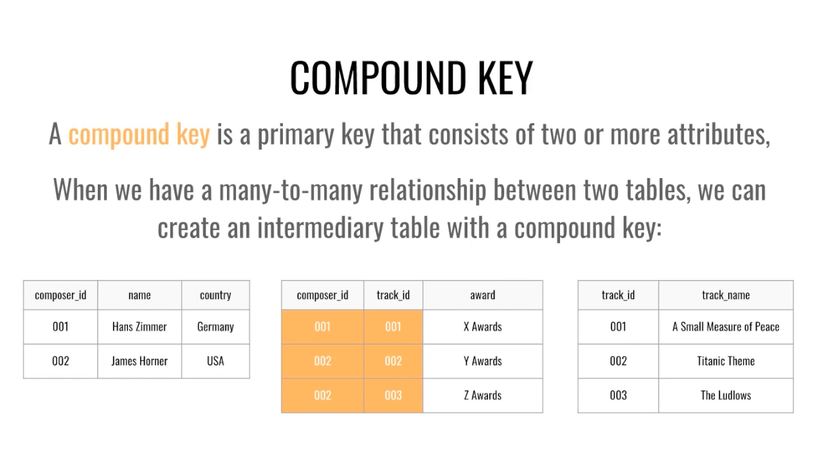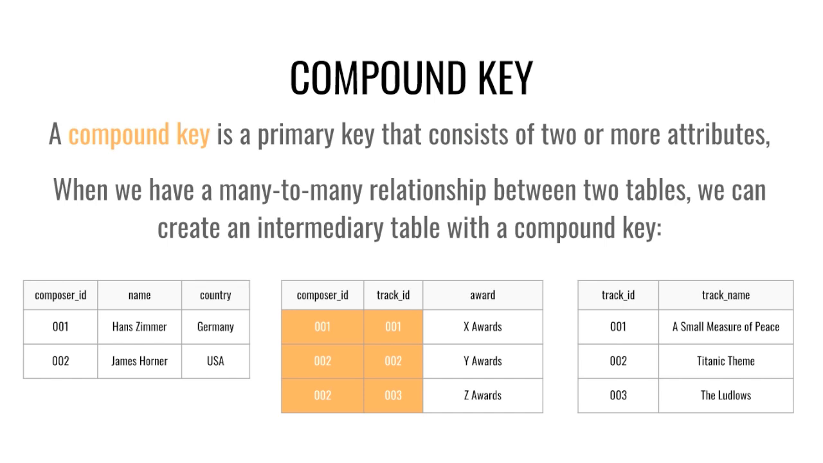So let's look at an example. On the left-hand side, we have a composer ID with the name of the composer and the country. And on the right-hand side, we have the track ID and the track name. So imagine this fictitious award that is given to a composer, but only regarding the track that they've composed. So Hans Zimmer composed A Small Measure of Peace, and he got X awards. And then we had James Horner compose the Titanic theme, and he got Y awards. And then James Horner did The Ludlows, and he got Z awards.